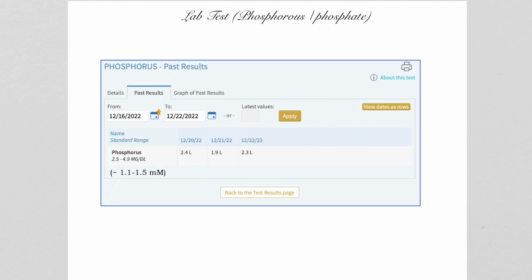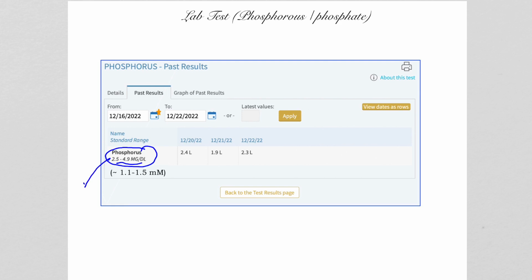The phosphate or phosphorus test is one of the tests that is commonly ordered in the hospital, and you can see the reference range is around 2.5 to 4.9 milligram per deciliter in the case of this hospital.